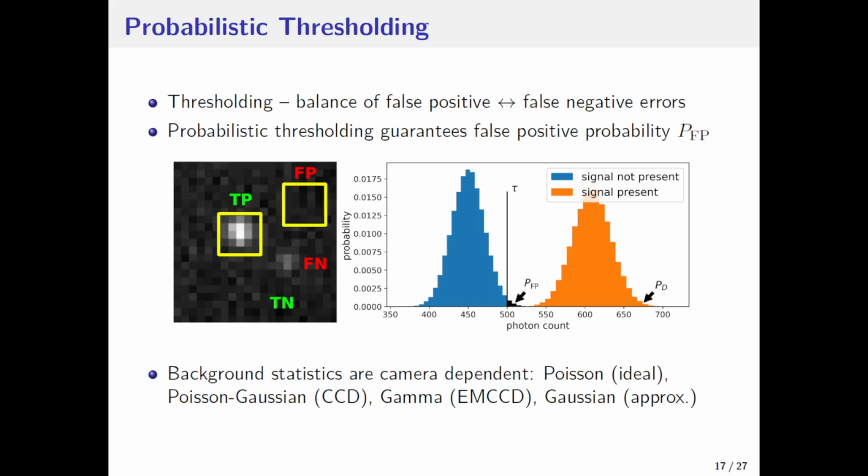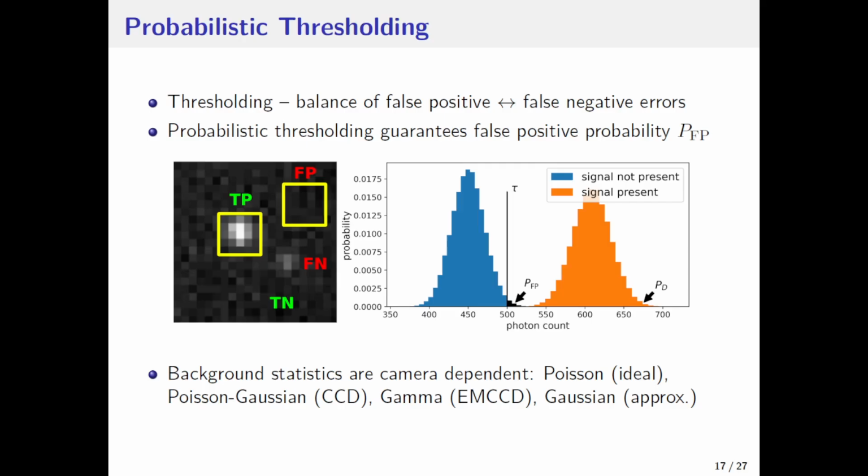Probabilistic thresholding is a thresholding that is based on a level of false positive probability, which is a parameter to describe thresholding methods. Here, on the right, we have two histograms of pixel values. This is hypothesis 0, which means noisy background. And these pixels are when the molecule is there. So for example, if this threshold is here, it means that all the noisy background pixels above the threshold are marked as false positives.